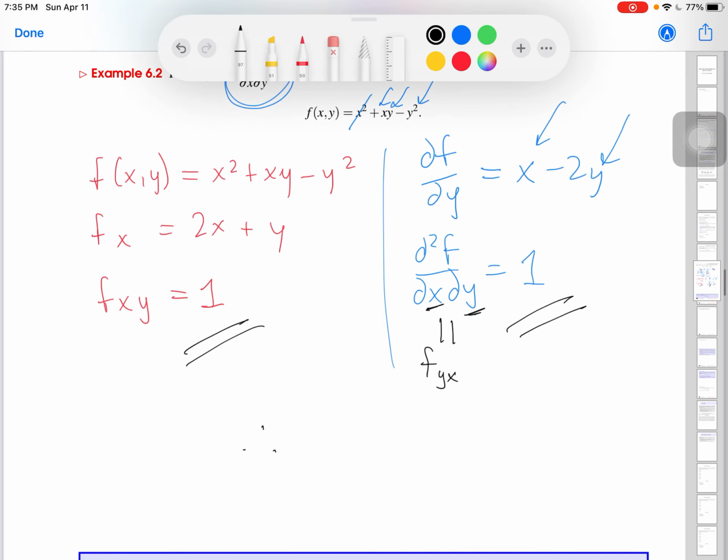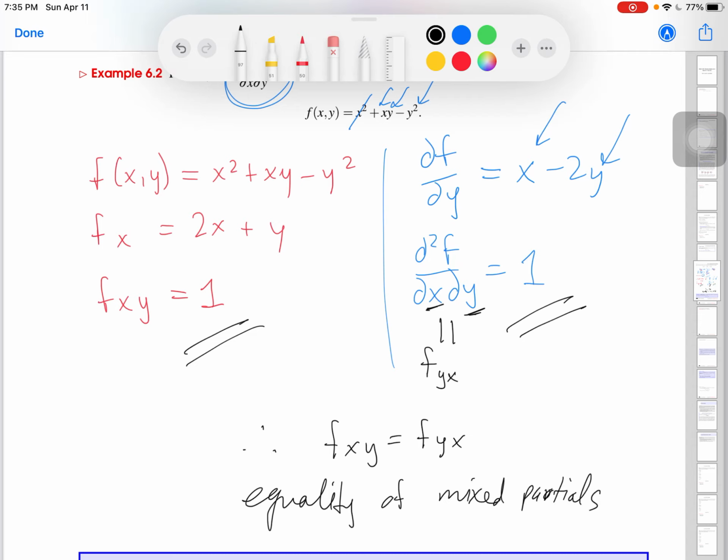So what we have obtained is that f_xy equals f_yx. This is referred to as the equality of mixed partials. Partials refers to partial derivatives, and mixed refers to the fact that we are mixing x and y here.